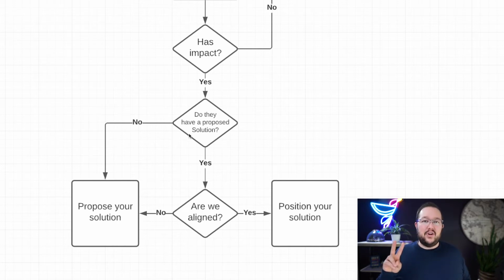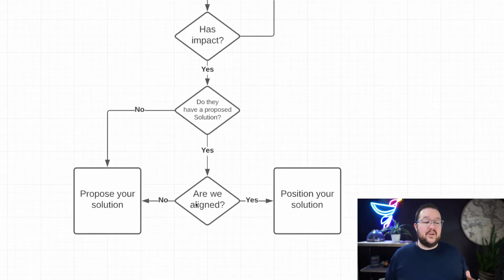In both of these scenarios, we're going to get to the point of us sharing our solution. But before we do, we have to make sure that if they have their own proposed solution, that we're aligned with it, or if we're not. And the reason why we do that, and that's the next step here, are we aligned? The reason why we do that is because if we're aligned with the solution, this is the perfect scenario. Okay, they have a problem, they understand the impact of their problem, they have a solution to that problem, and we happen to be the solution.